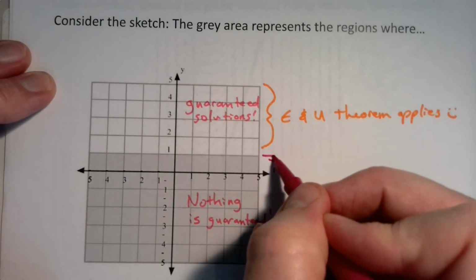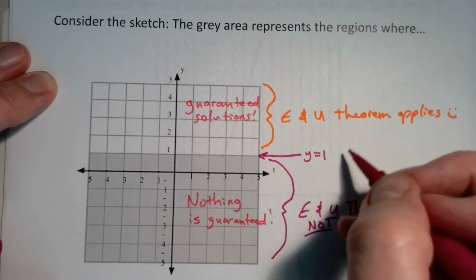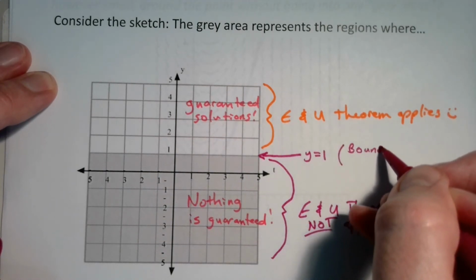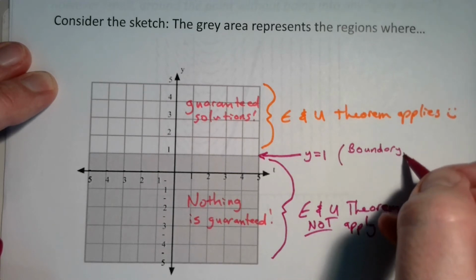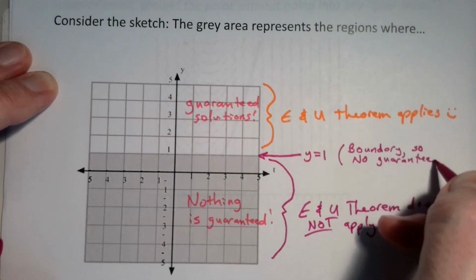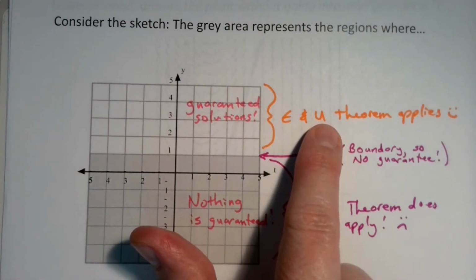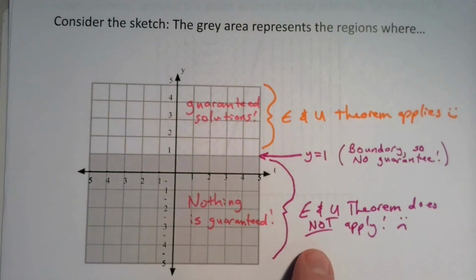And of course, right exactly at y equals 1, that's what we would call a boundary. So there's no guarantee. So it's important that we are careful with our language. When we say the existence and uniqueness theorem applies, that means that we're guaranteed a solution. But down here or in the boundary, we just say, sorry, there's no guarantee. The theorem doesn't apply. So I really can't say anything about it.